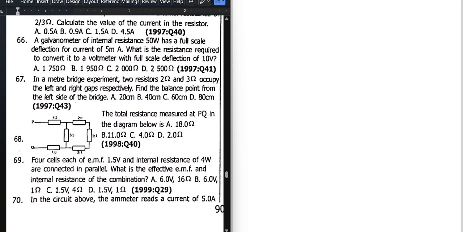What is the effective EMF and the internal resistance of the combination? Alright, so the question says what is the effective EMF and the internal resistance of the combination. So what we're looking for is the effective EMF. Four cells. Don't forget the number of cells is 4. EMF is 1.5 and the resistance is 4 ohms.